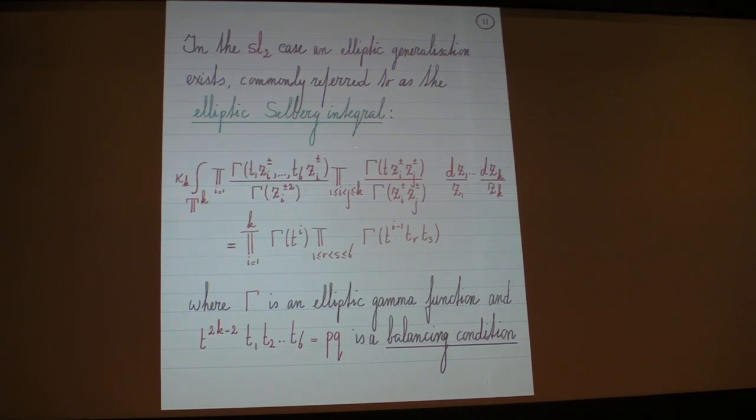And structurally, this integral has many more parameters. Previously, we had an alpha, beta, and a gamma. Now we have T1 up to T6, and there's a T here. So quite a few more parameters, although they're restricted. There's some balancing condition going on, but nonetheless, there are more parameters than before.